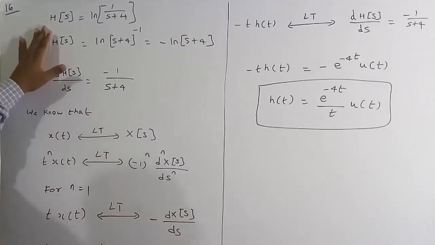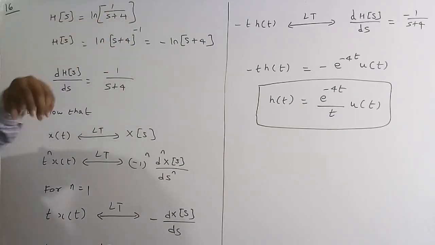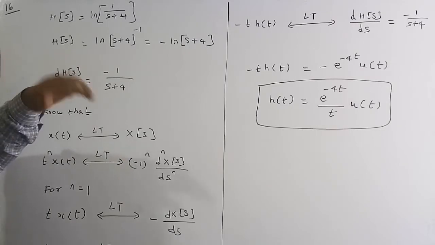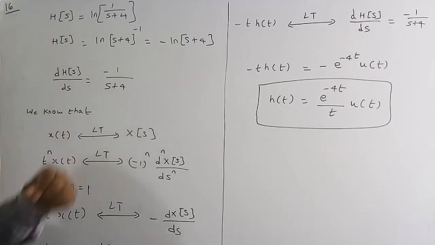So let's solve this numerical. In the question they have given H of s is ln of 1 by s plus 4. Here ln means log base e. Now we need to find the Laplace inverse, meaning the time domain expression, the h of t expression.